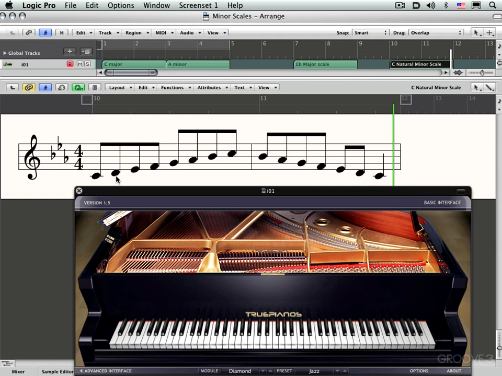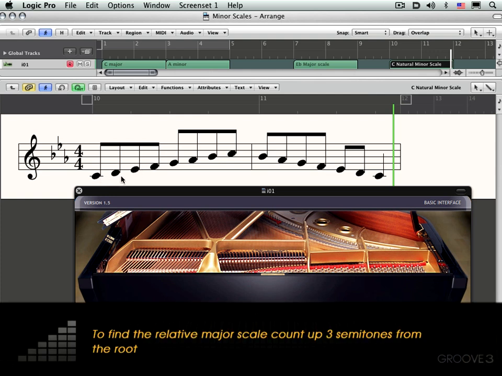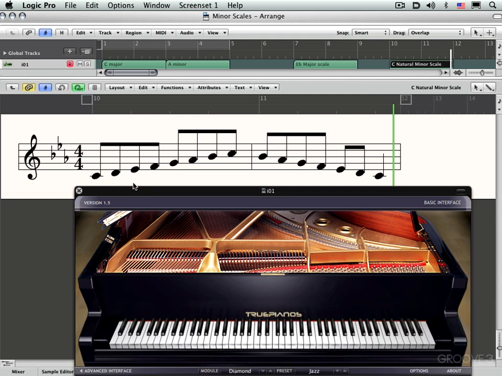Now, if you're in a minor key like this, we're in C minor, let's say you're looking at this and you want to find out what's the associated major key that goes with this, we call that the relative major, and that's the one built on the 3rd degree, the E flat. So if you count up 3 semitones from the root, which is C in a C minor scale, we get E flat, and that's the relative major. So the relative major of a minor key is built on the minor 3rd, and the relative minor of a major key is built on the 6th degree.